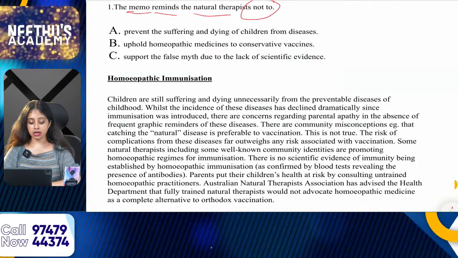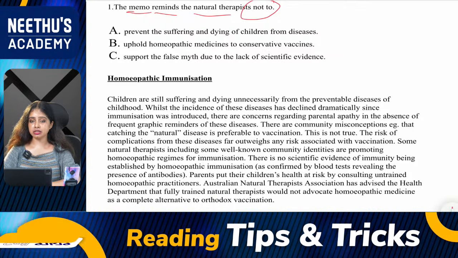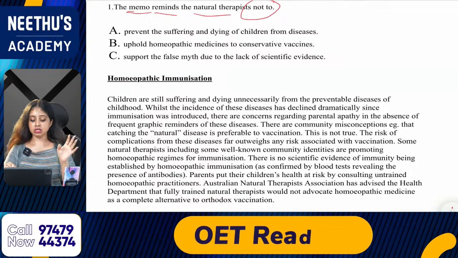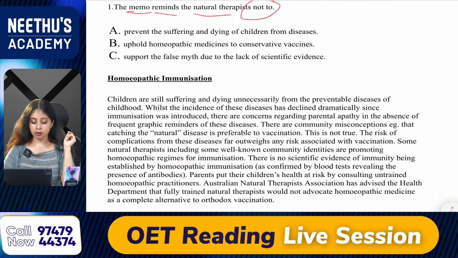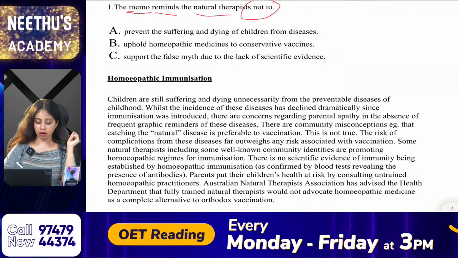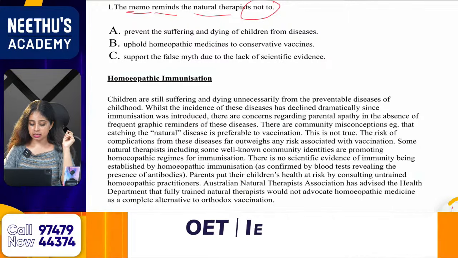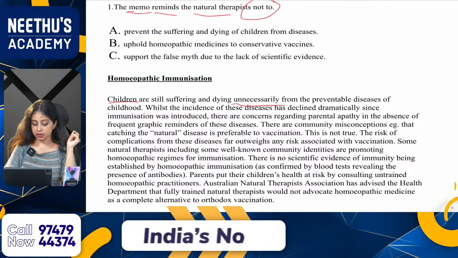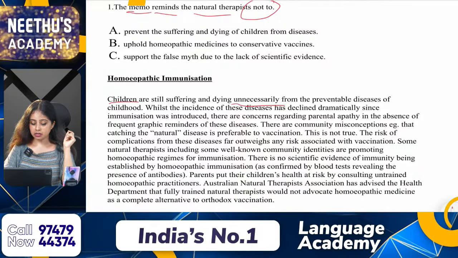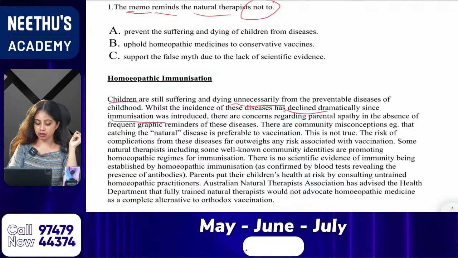Alright, so here, as I already read the question, the memo reminds a natural therapist not to. So I am reading the paragraph first, and again underlining the keywords from the paragraph. Homeopathic immunization, that is the heading. Children are still suffering and dying unnecessarily from the preventable diseases of childhood, whilst the incidence of these diseases has declined dramatically since immunization was introduced.